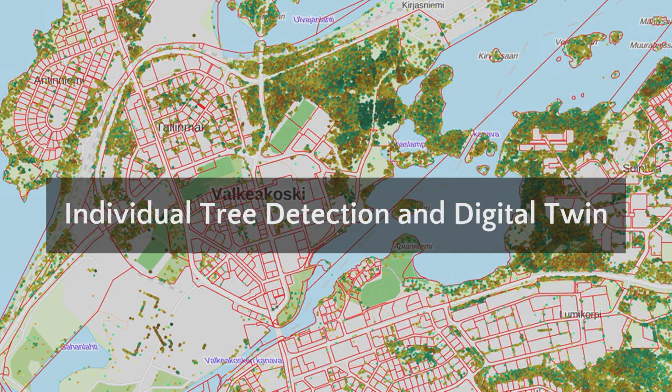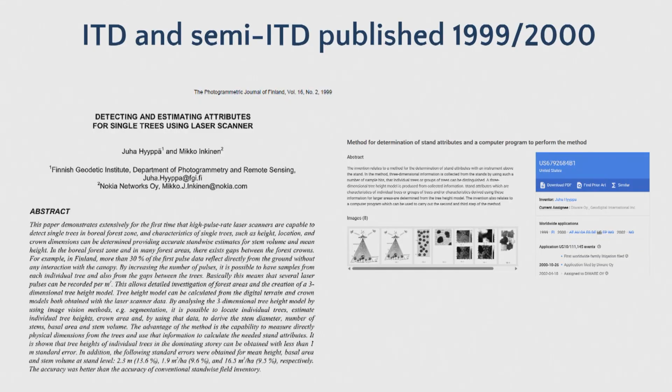Okay, then I came to a topic. The first topic is individual tree detection and digital twin. My background in that is that most probably I was the first who ever published using ALS for individual tree detection. That was 99. I wanted to make sure that it's unique, so we also had a US patent on that, but okay, it's old.